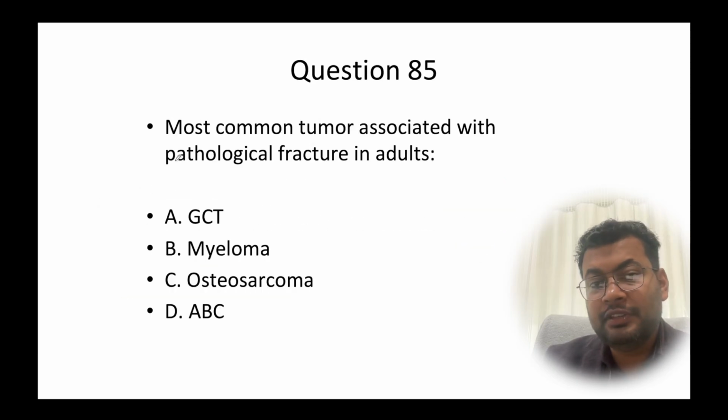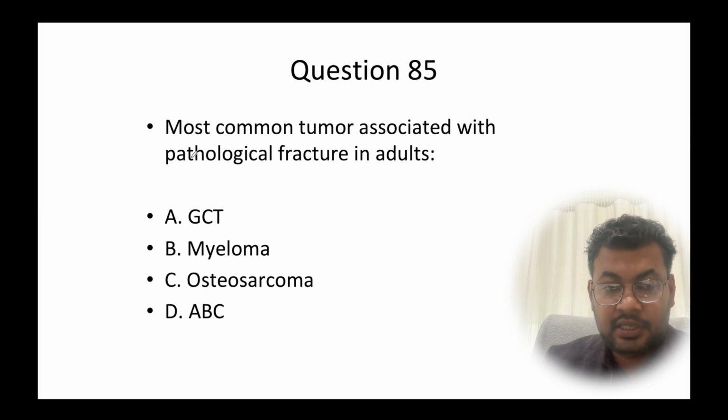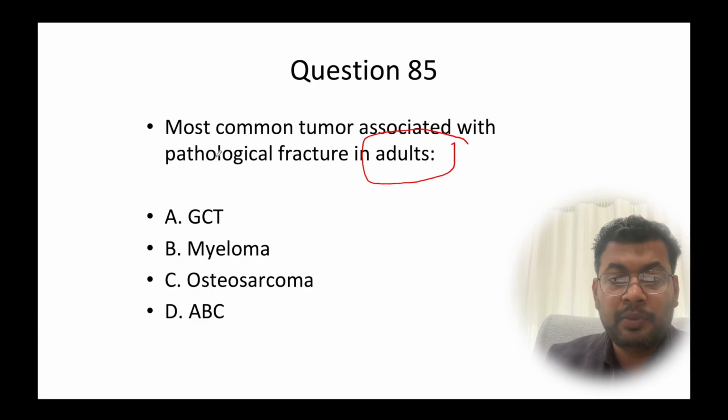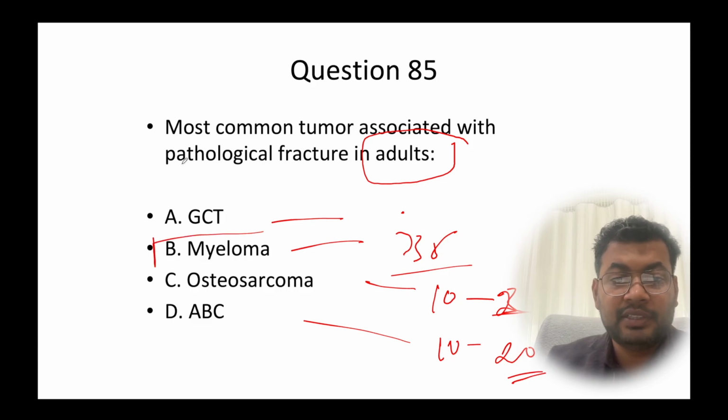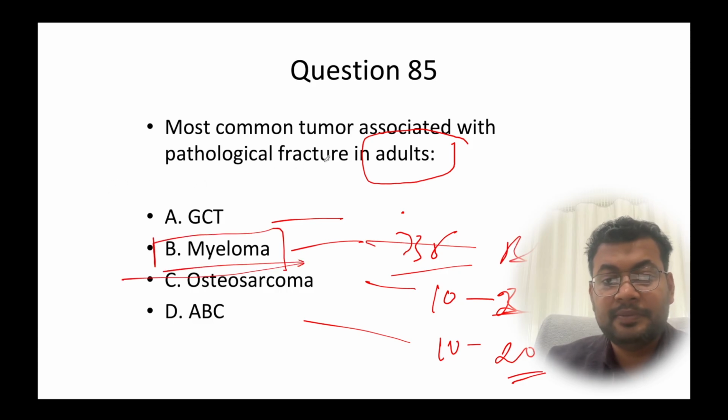Most common tumor associated with pathological fracture in adults. So now the question is asking adults. So it should be the most common tumor associated with pathological fracture. So myeloma; GCT age group is after the physeal closure, myeloma after the age of 35 years, osteosarcoma 10 to 30 years, you can say, or 10 to 20 years. ABC is 10 to 20 years. So the most common in adults, out of these, which will cause the pathological fracture is myeloma. Answer is B, myeloma.